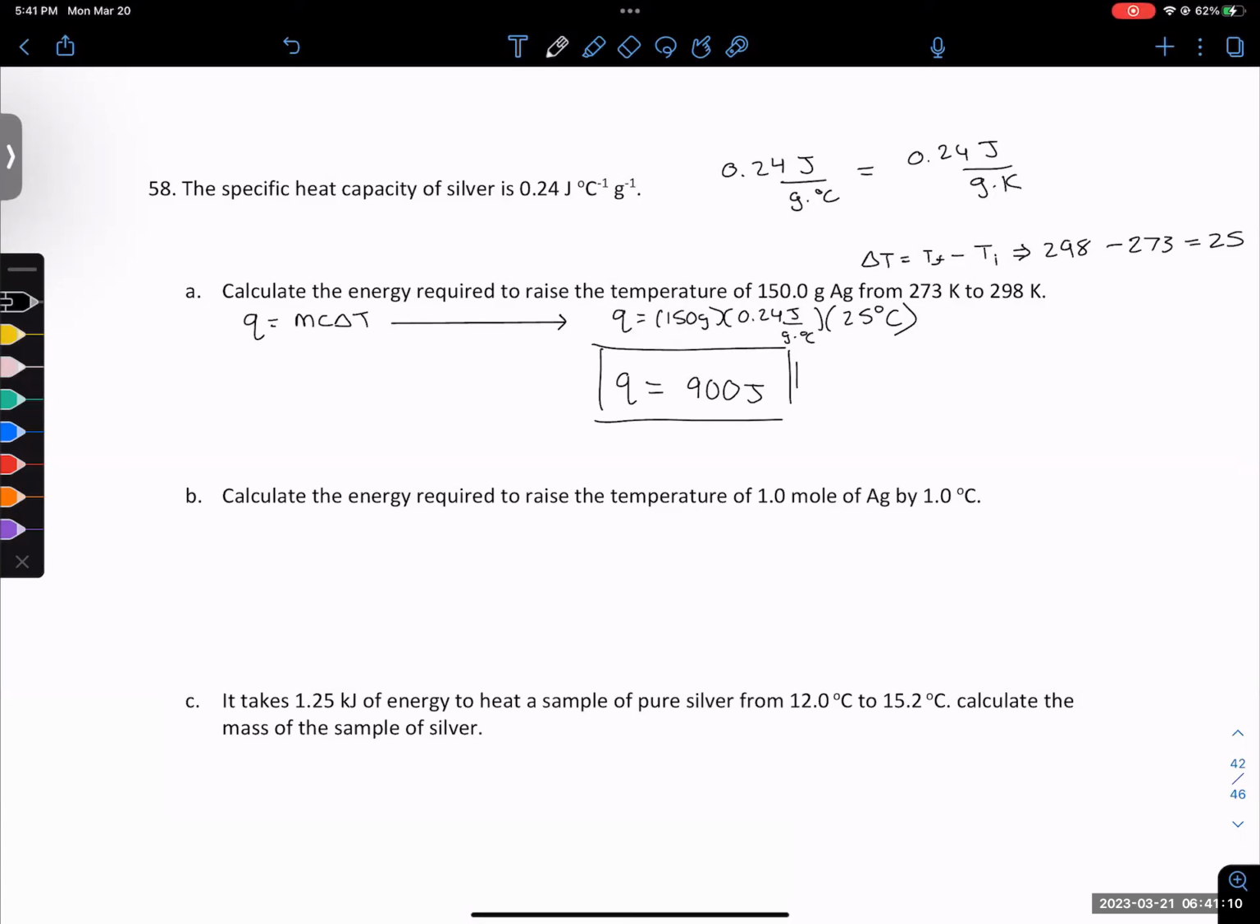All right. What about calculating the energy required to raise the temperature of 1 mole of silver by 1 degree Celsius?